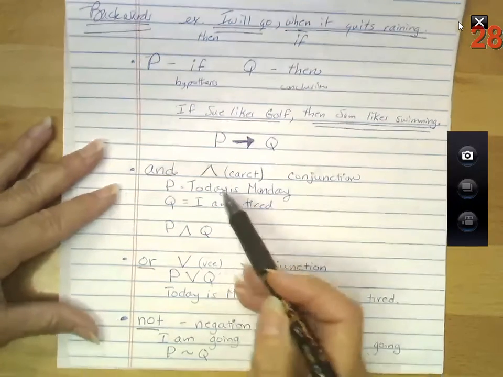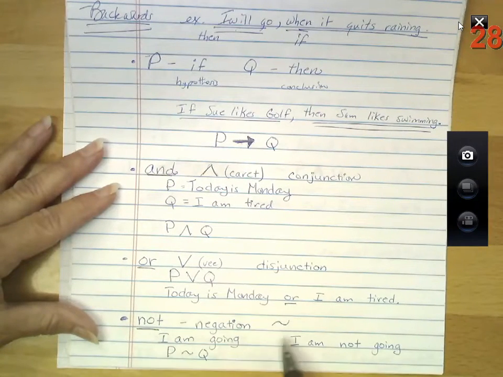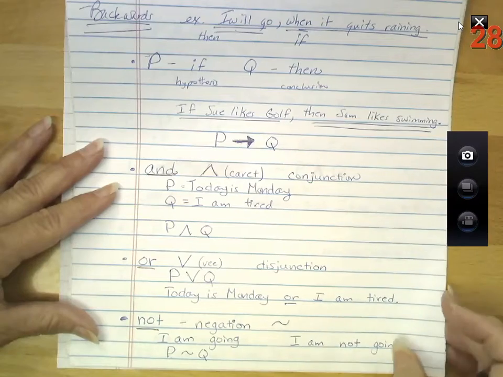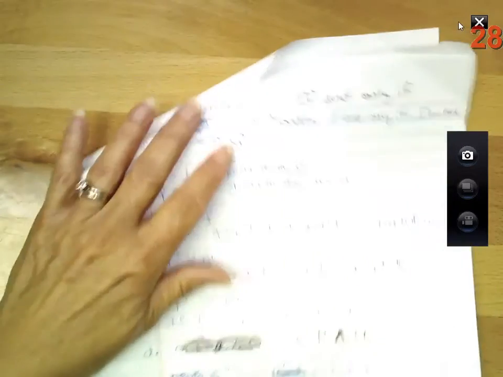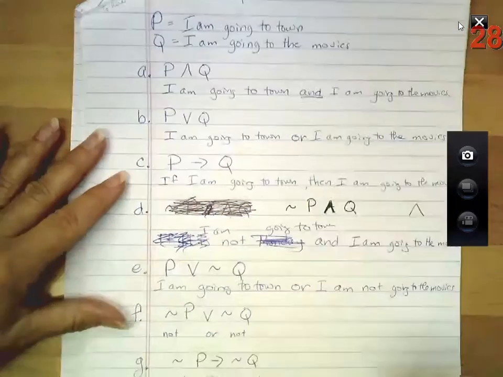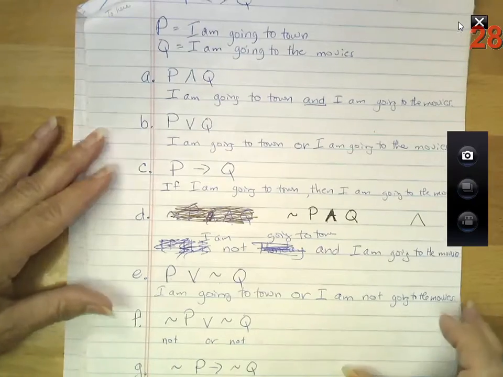Then we had to remember "and" was a caret, "or" was a V, and "not" is a little squiggly line. It means, I am not going to town. But if you start off with the sentence, I am not going to town, to negate it you would put another "not" in, and a double negative makes it a positive, so I am going.